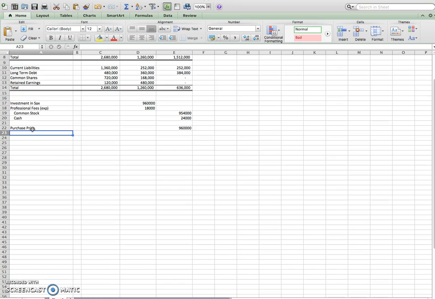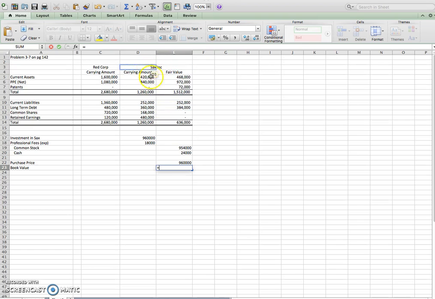We also know the book value of the assets. So I'm just going to write book value. This information you can find from, I'm going to scroll up a little bit, Sachs's balance sheet. It's going to be the 168 for their common shares plus the retained earnings. So the book value is at 648.